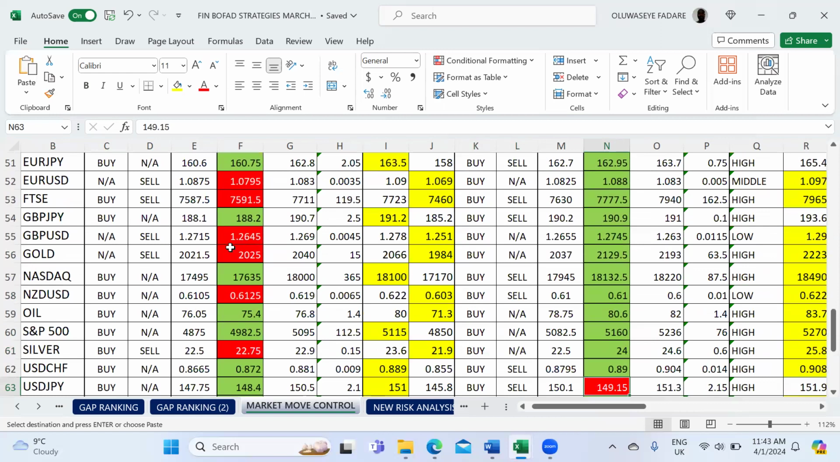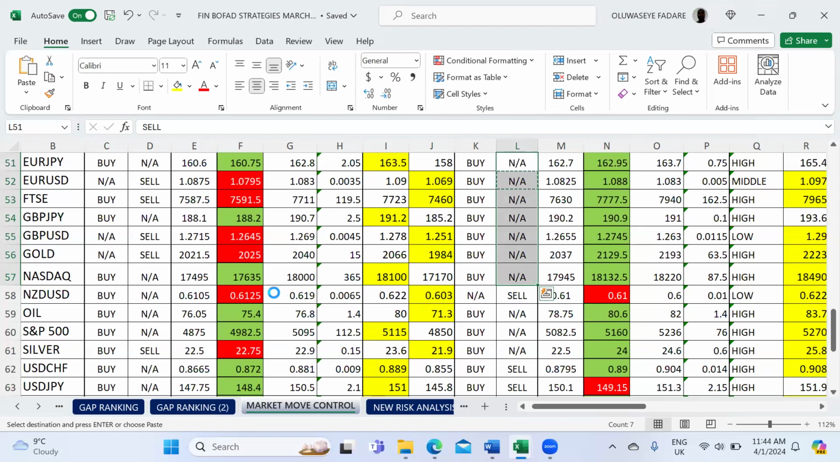From 1.264 to 1.274, that's a buy. From 2025 to 2129, that's a buy. From 17.6 to 18.1, that's a buy. From 0.612 to 0.61, that's a sell. So for this as well, we need to change. Okay, so for all these ones that we checked earlier, remember we said they are all buys. So we're going to copy the no action up to this point. Yeah, okay.